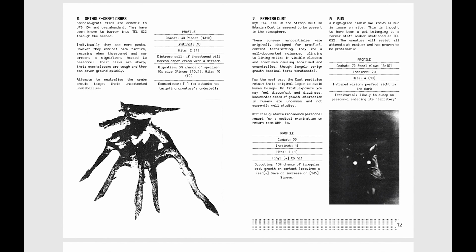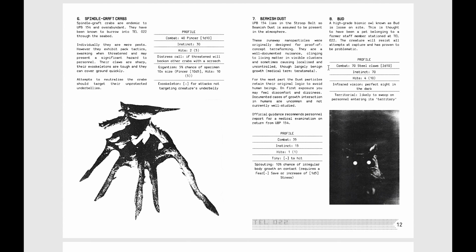We've got stuff like here, number 7, beamish dust. This is nanoparticles that aren't quite behaving, that like to cluster together and cause localized and uncontrolled, though largely benign, growth. Oh, that's nice. Little tip: probably don't look at images of teratomas. Is that how you say it? Teratomas. These are things like cancerous growths you get in the body that have teeth and hair and things like that. It's really gross. I recommend you don't look it up.